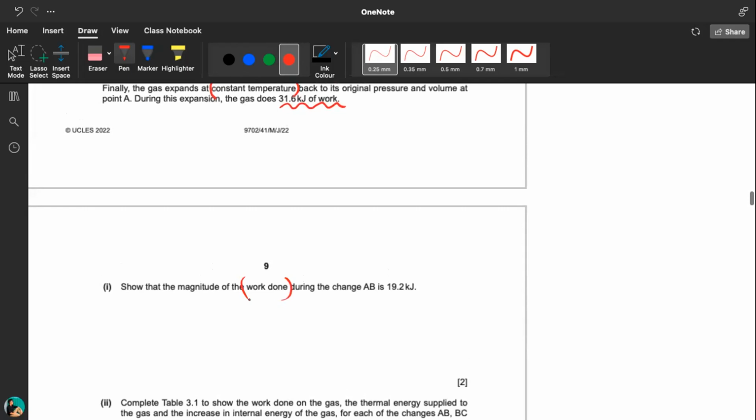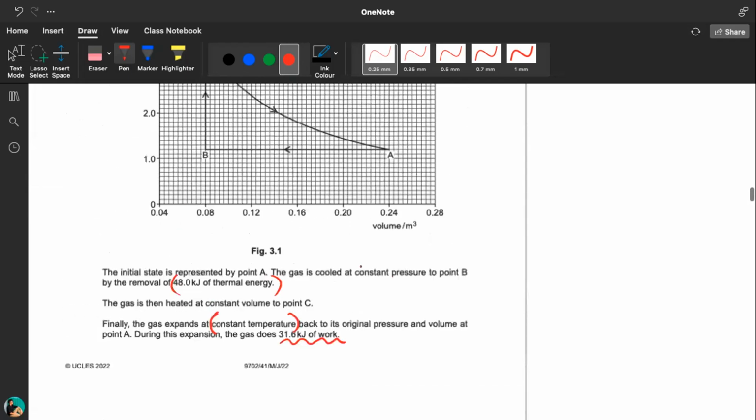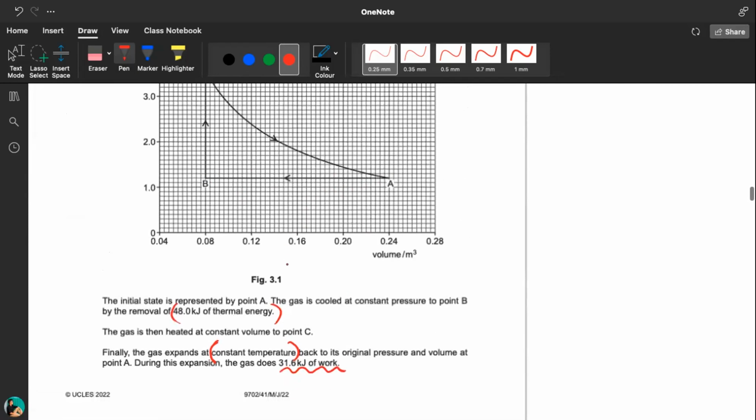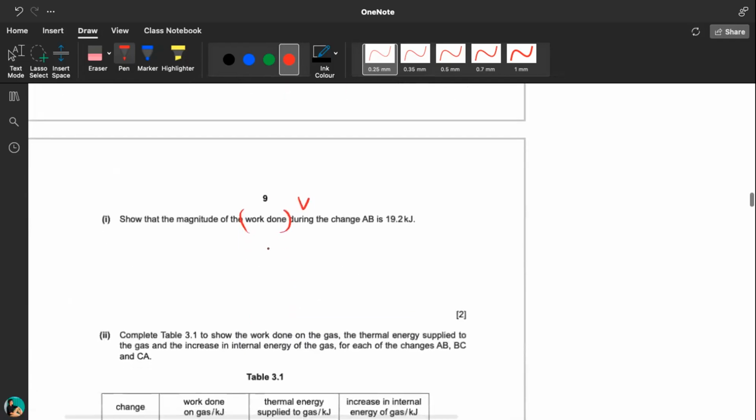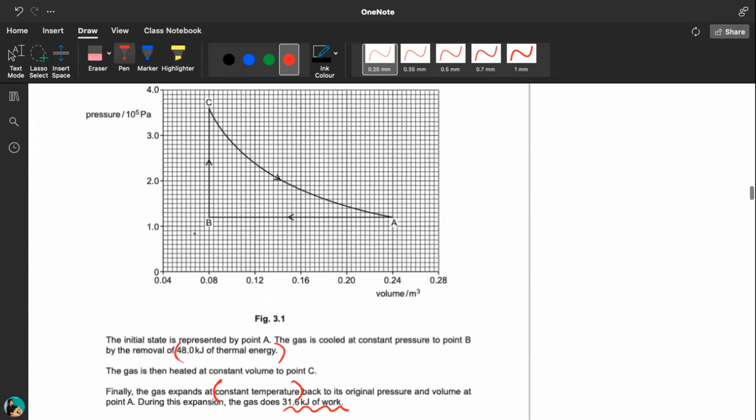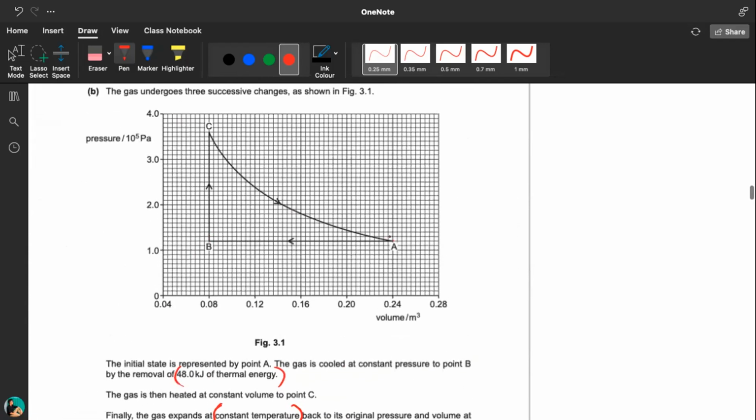Work done, so there must be a change in volume. During AB, from A to B, volume decreases. Volume decreases means that we are compressing, so we are doing the work on the gas. It's a positive work done. So work done is the area under the graph. From A to B, we get the area under the graph.